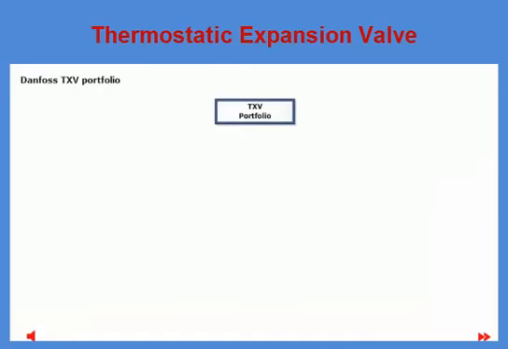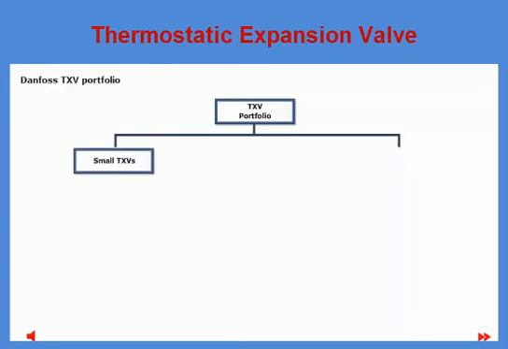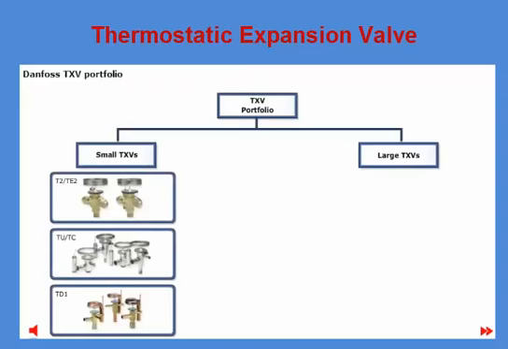The TXV portfolio consists of two different families of valves: small TXVs and large TXVs. The small TXV valves that are used for refrigeration units with a power rating of up to 26.5 kilowatts consist of T2, TE2, TU, TC, and TD1 valves.